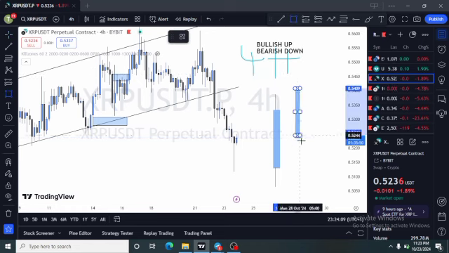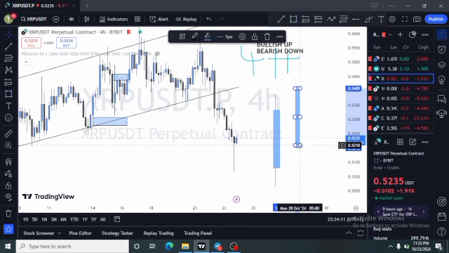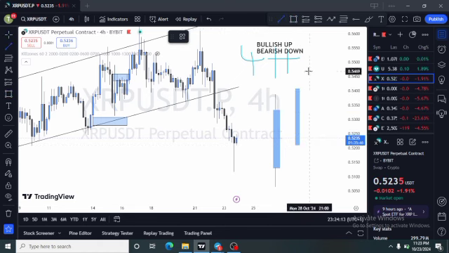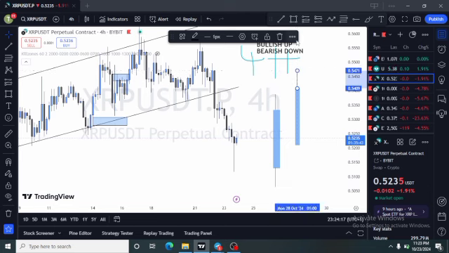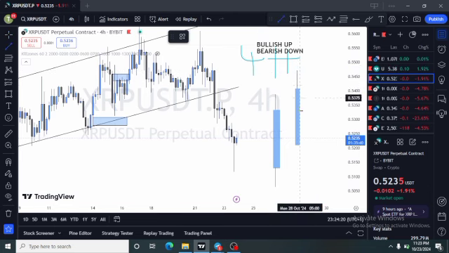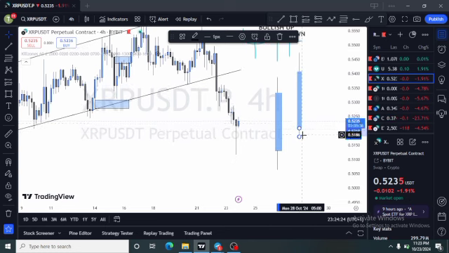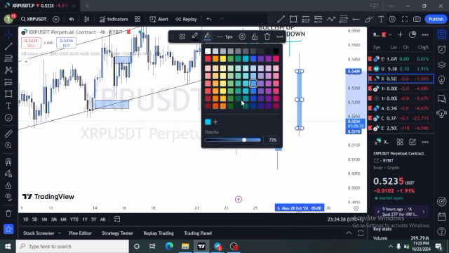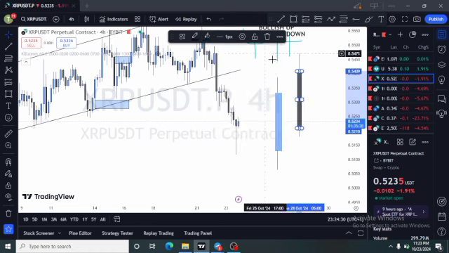The normal colors are green and red, but I customized mine to blue and black. So the blue candle means up, while the black candle means down. You have to understand it that way. That's how I customized mine. So let's say this is a down candle.